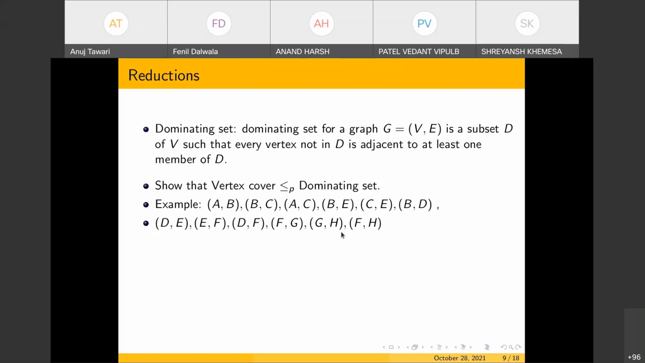Let's say we want to ask this question, is there a vertex cover of size at most 5? Our goal is not to solve this question. Instead, we want to give a reduction to dominating set. So we want to say that if I can solve dominating set on a particular graph, then I can give you the answer to this: what is the size of the vertex cover in this graph?